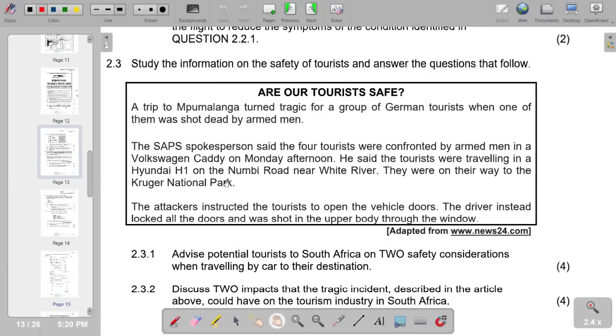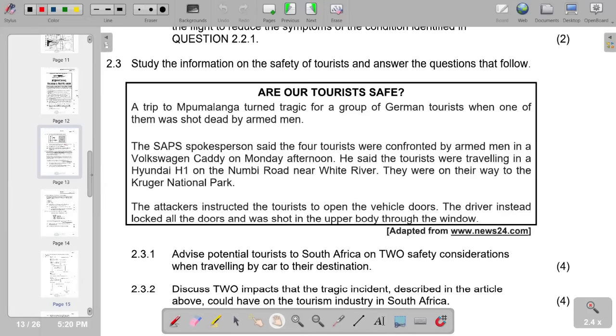So if you read through, you would see that it reads, a trip to Mpumalanga turned tragic for a group of German tourists when one of them was shot dead by armed men. So you see that there is an issue of someone being killed. So what are the two safety considerations when traveling by car to their destination?